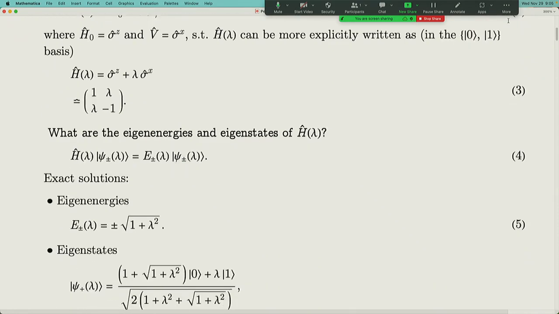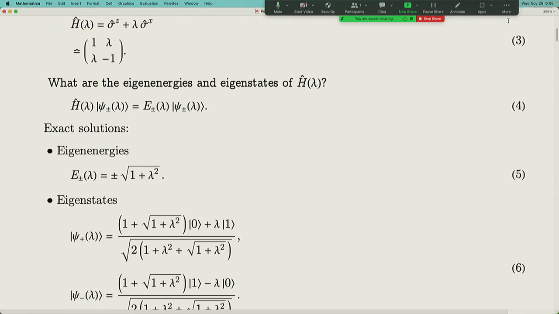Since this is a 2 by 2 Hamiltonian matrix, you don't need perturbation theory in this case because it's even exactly solvable. There's no problem. You use Mathematica to find its eigenvalues and eigenstates. So these are the results.